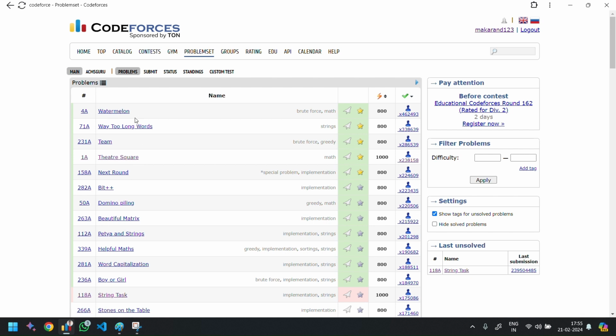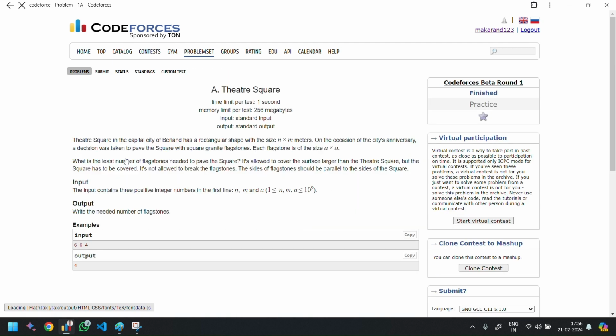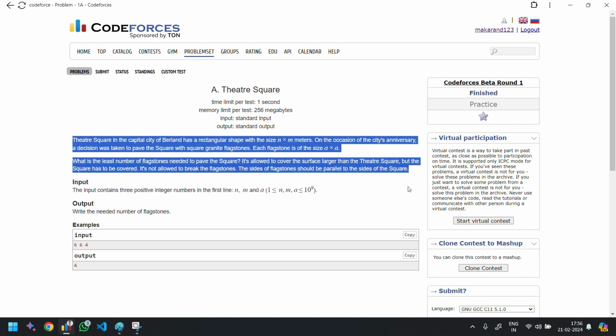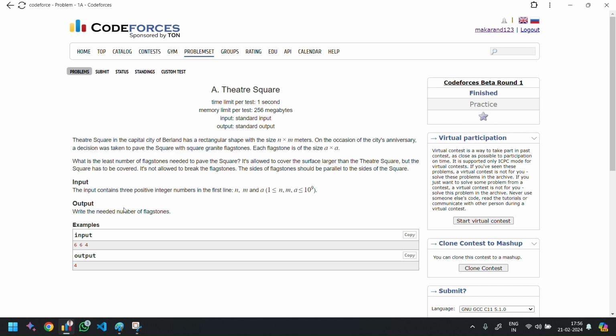Watermelon problem is easy. Way Too Long Words, you can solve those. Those are interesting ones, but today we are going to solve Theatre Square. After clicking on Theatre Square, we'll see the problem statement, and here we have input and output. We will give input to our program, and our program will give the output.